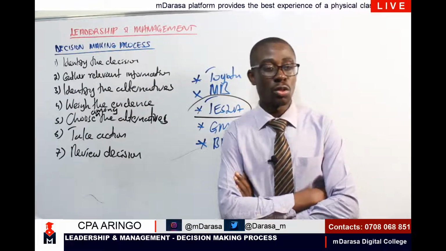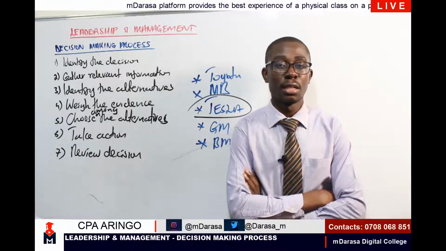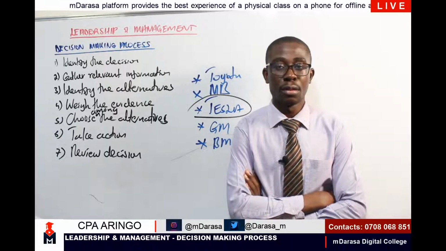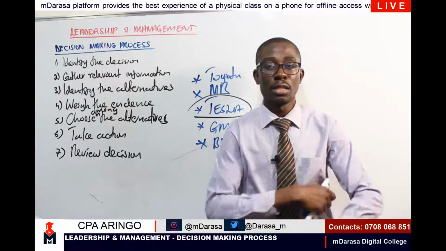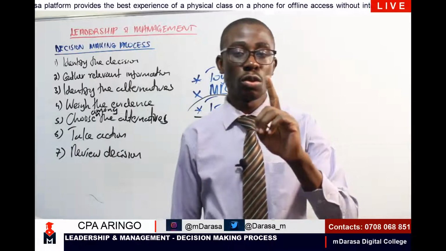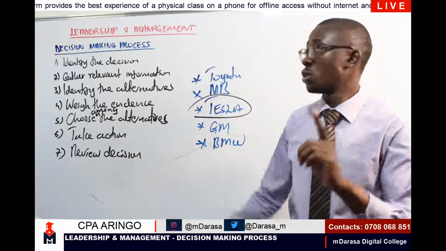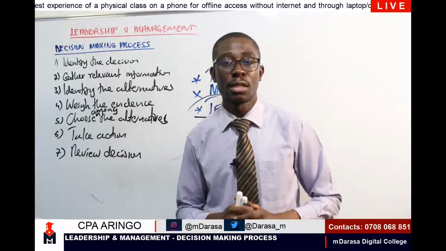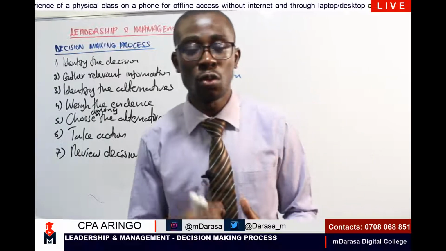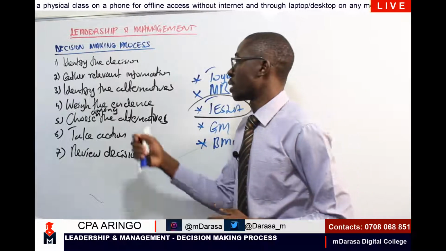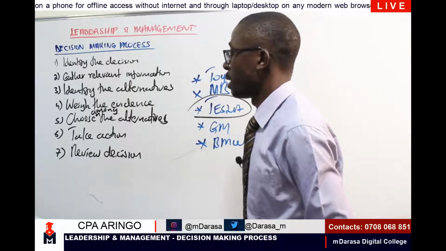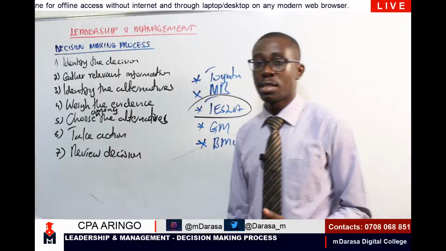The organization or the management has decided that we want a finance analyst in our firm. So what are we going to do? The first step is to identify the decision, and the decision is to look at the financial analyst. We want to look for the financial analyst. That is what I've decided as an organization, what we've decided as an organization.